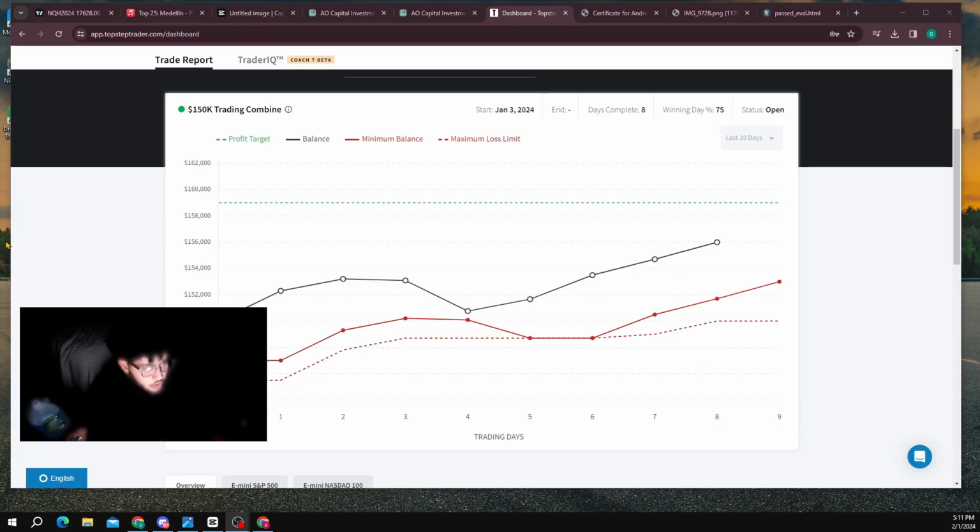evaluation with Top Step. Currently we're around $3,000 away. Well, today I made a little scalp, a $300 scalp, so we're around $2,700 away from getting our 150k eval. So hopefully by the end of next week I'm able to pass this and able to get a payout pretty quickly using the same setup. And if you guys want an update on that, let me know in the comments. Can do an update video on that.